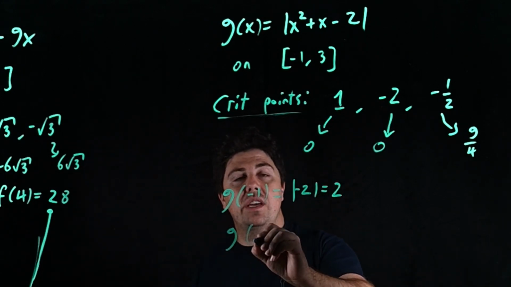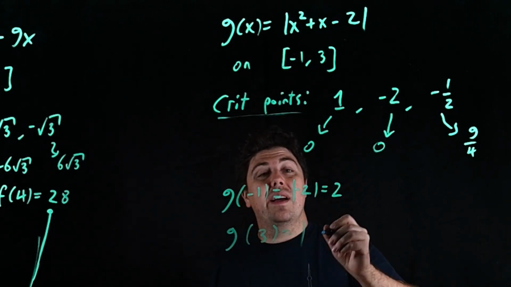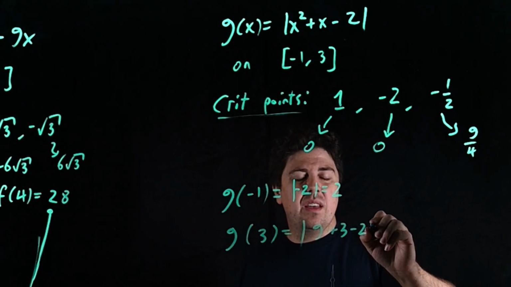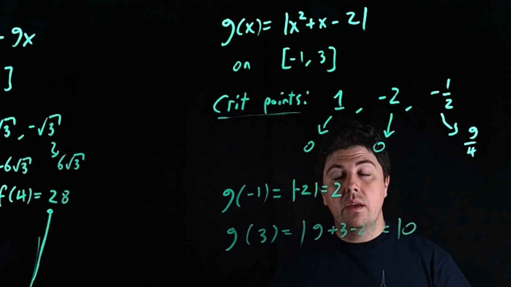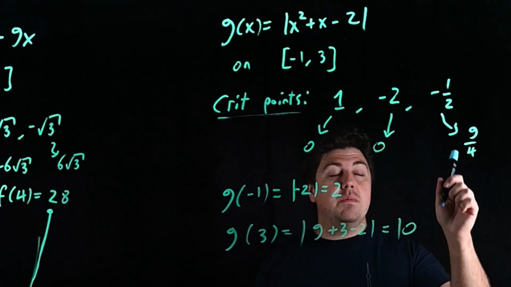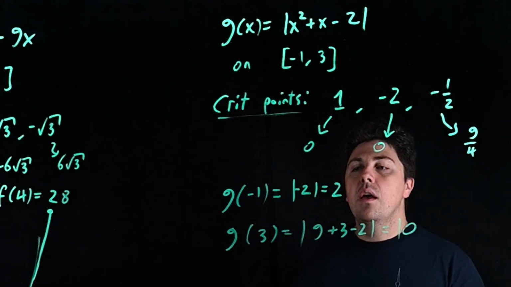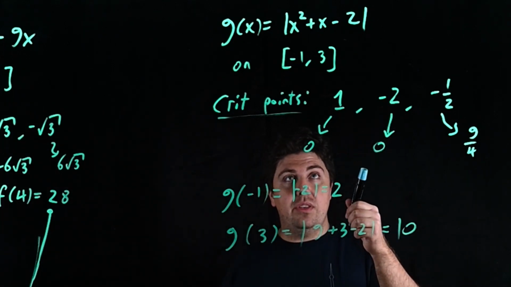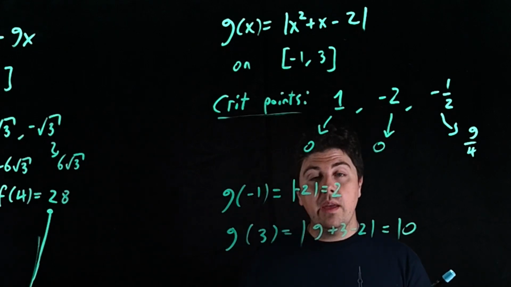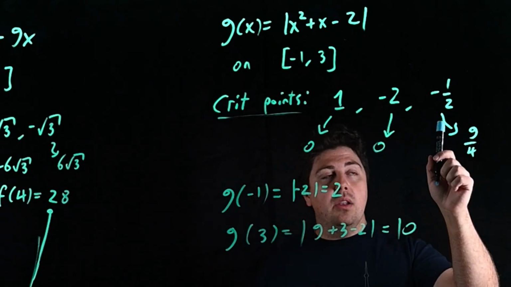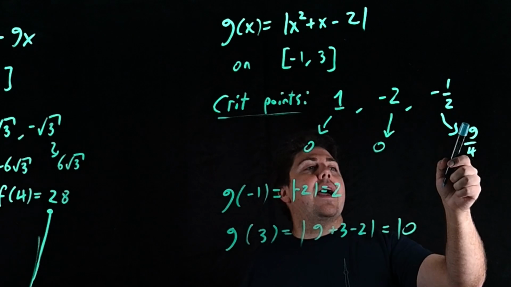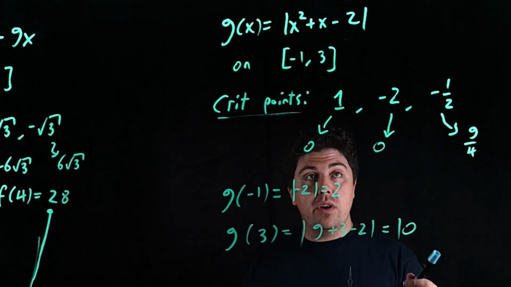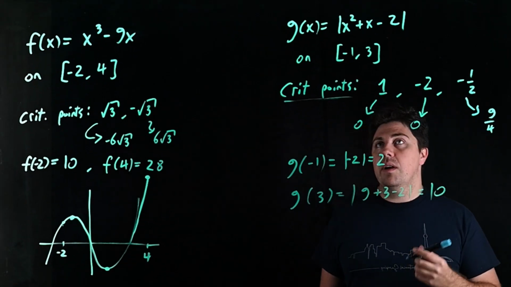Whereas if we take g of 3, what do we get? Well, that's going to be 9 plus 3 minus 2, which I guess is going to be 10. And we can see that 10 is going to be bigger than 9/4. So yes, this function does have its maximum at the right endpoint 3. It has a local maximum that's not a global maximum at -1/2, and its absolute minima occur at two critical points, 1 and -2. And that's how this one works.